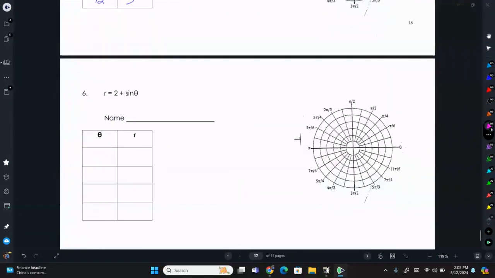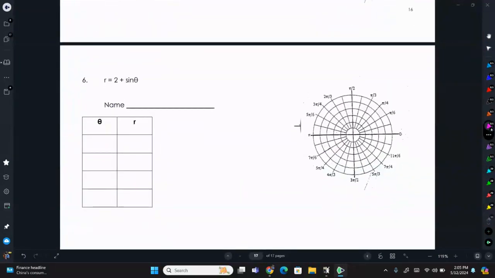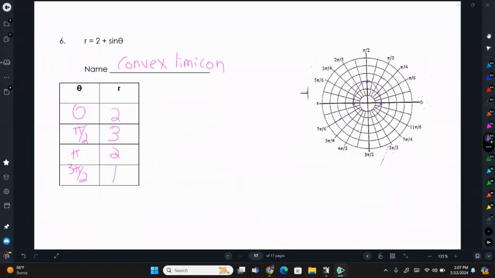All right, on the next page, I want you to try this one. Give me the name of it and graph it, plot the points, and then once you're done, unpause it and see if we get the same thing. All right, so this is how our graph is going to look with all the values. It is a convex limaçon because a over b is greater than or equal to 2. And then our graph looks like that.